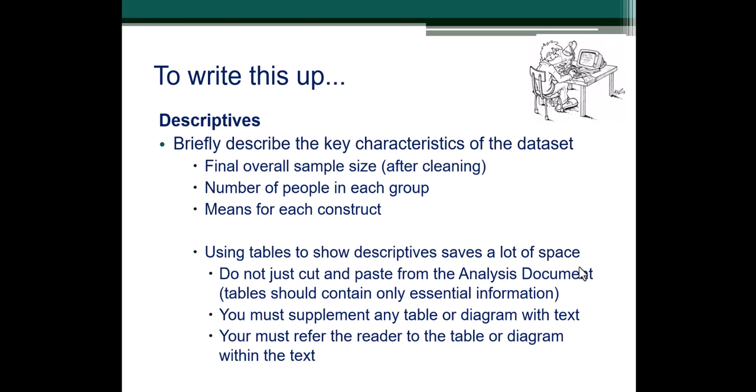So in the descriptive section, what you're going to do is briefly describe the key characteristics of the data set, talk about what is the final overall sample size after cleaning, the mean number of people within each of the groups of interest, so men versus women, older versus younger, if they're groups that you're going to be talking about, and then the means of the key constructs that you're going to be talking about as well. So often, as I said, they're going to be within a table. Now, I talk about means here, but usually you'd put means and standard deviations as well, so that people have a good idea of what the underlying distribution looks like.